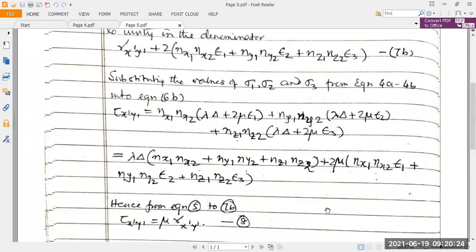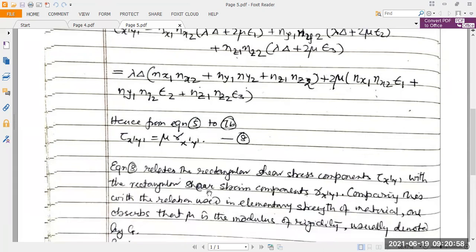Here again, this term is equal to 0, because we know that nx1 nx2, ny1 nx2 and nz1 nx2 sum to 0. And this total value is given by gamma x dash y dash into 2 itself. So what we have is tau x dash y dash is equal to gamma x dash y dash itself.